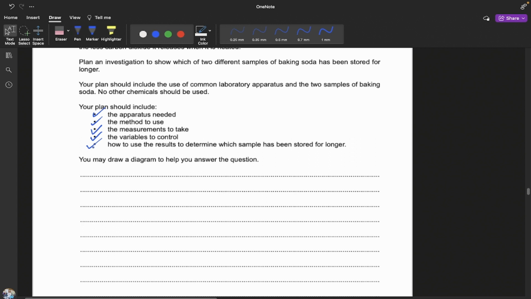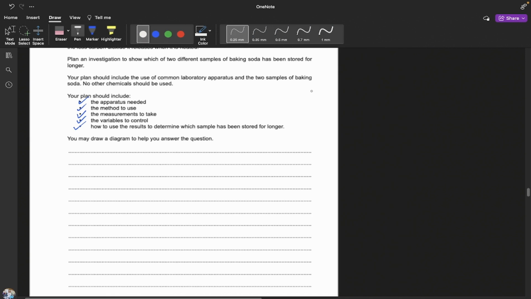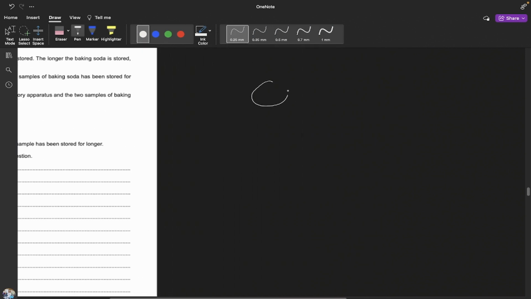Okay, I'll explain this question. This is a creative question. You have to think and do. They're saying we have two samples of baking soda. The factors we need to consider are the same for both. I'll explain first. One is new, the other one is old, but we don't know which one is which. We need to find it out.